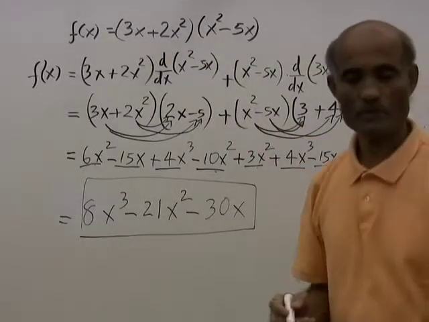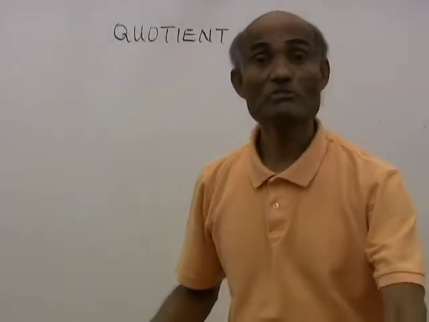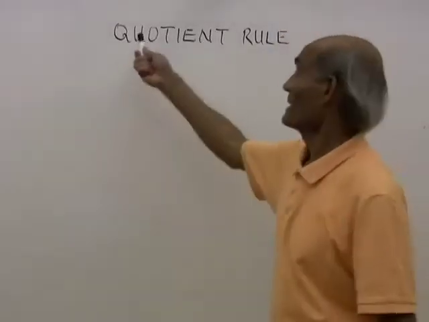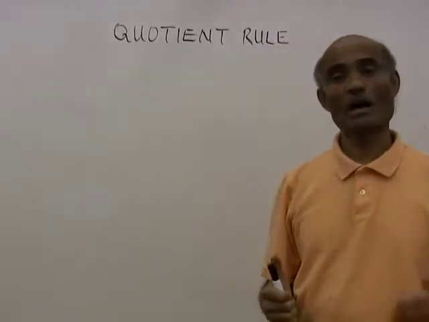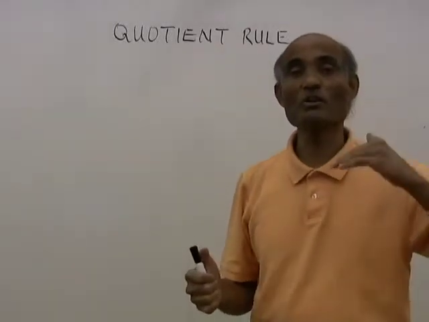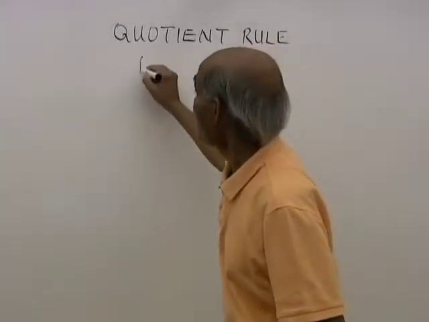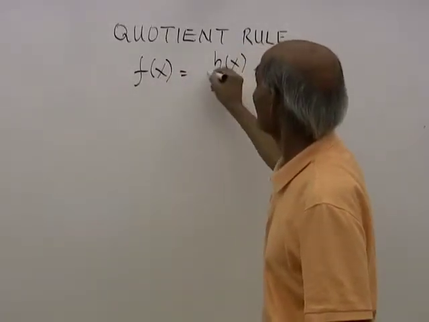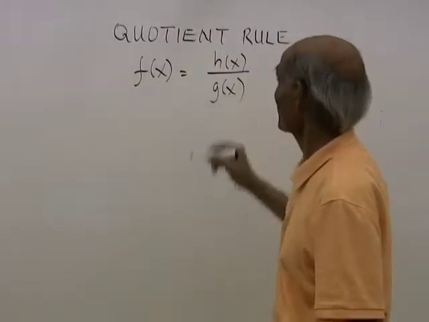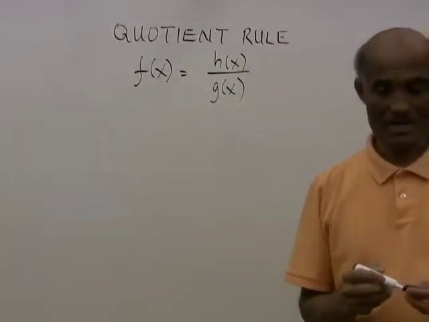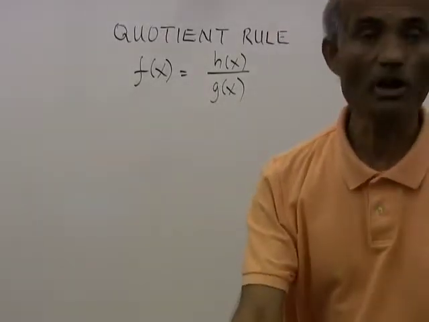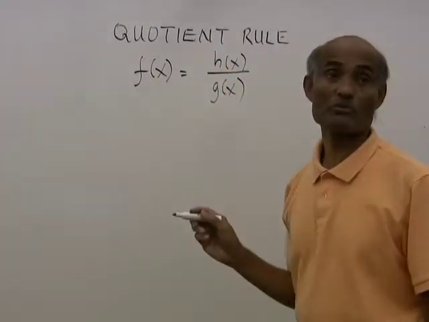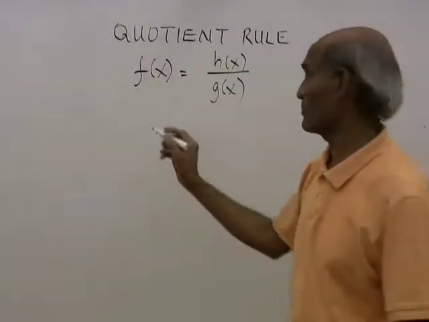All right? Okay. Now that you know how to find the derivative of a product of two functions, let's discuss the quotient rule. How do you find the derivative of a quotient, of the form f of x equal to h of x divided by g of x? That's a quotient of two functions. How do you find the derivative of such a function? Now, I'm going to give you the rule right away. It's easy to use that rule.